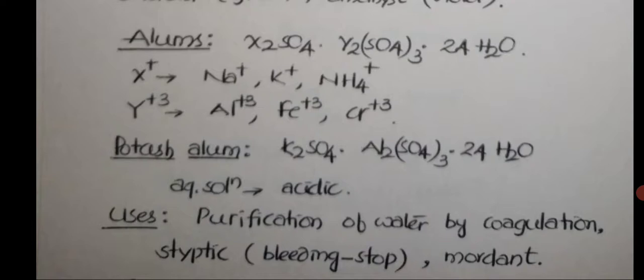Potash alum: K2SO4, Al2(SO4)3, 24H2O. It is also called common alum. Its aqueous solution is also acidic in nature, similar to AlCl3. Uses: purification of water by coagulation.